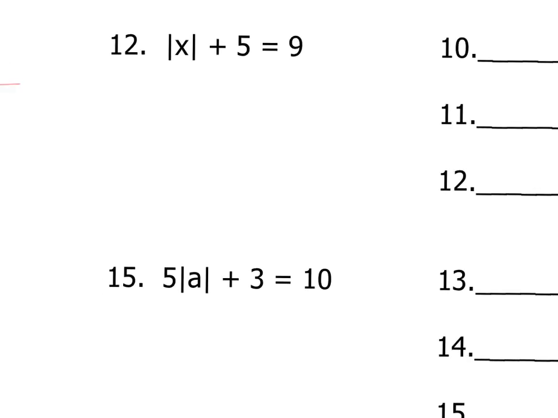For this one, it's the same situation. Let's minus the 5 across. And then we have the absolute value of x equals 4. So that means that x equals plus or minus 4.